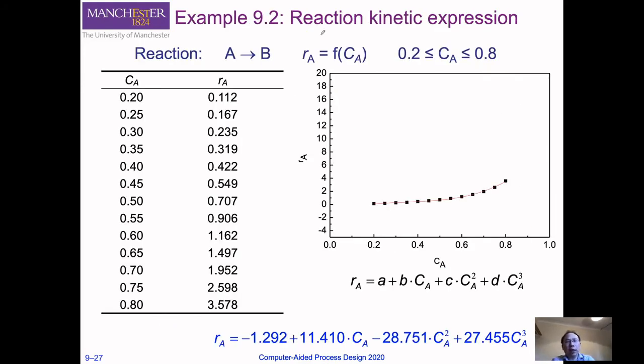Okay, let's use another example, 9.2, to show you how to use the empirical modeling approach to develop the mathematical model. In this example, we have a reaction using A to produce B, and now we want to develop a reaction rate model. We don't have any knowledge about this reaction.